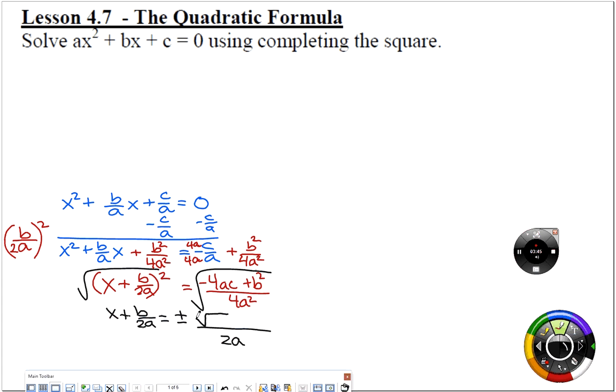So we got to keep all that under the radical, but I'm going to reorder it just because this is normally how you guys see it. Instead of writing it as negative 4ac plus b squared, I'm going to write it as b squared plus negative 4ac, or b squared minus 4ac. Okay. And so what's our last step to get x alone? Subtract this, right?